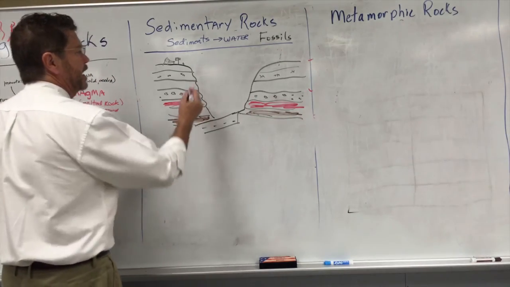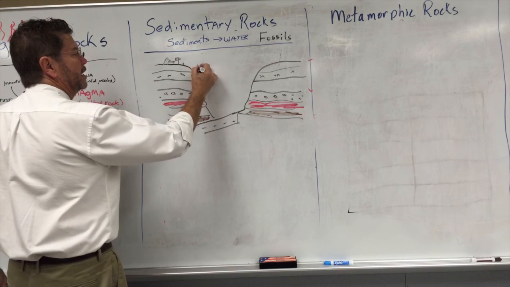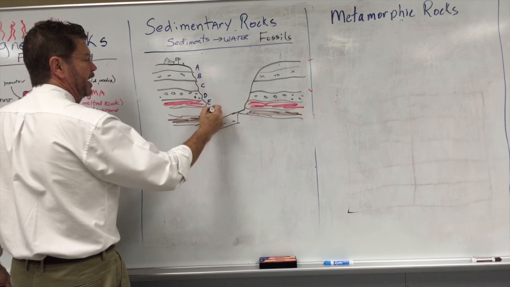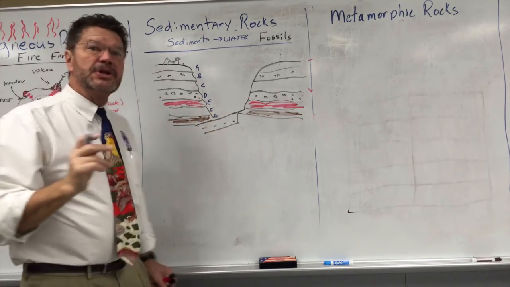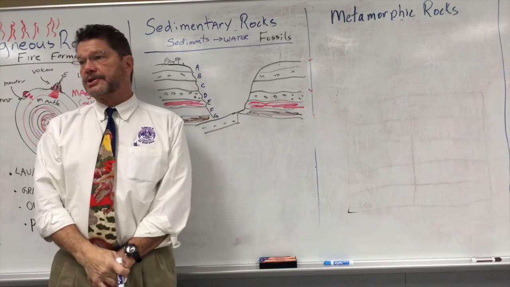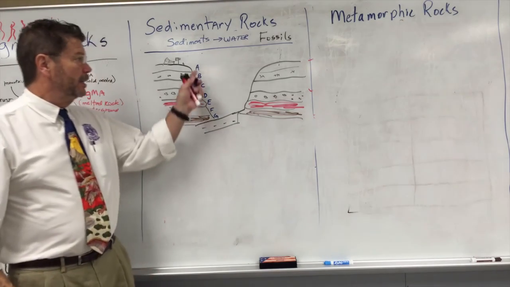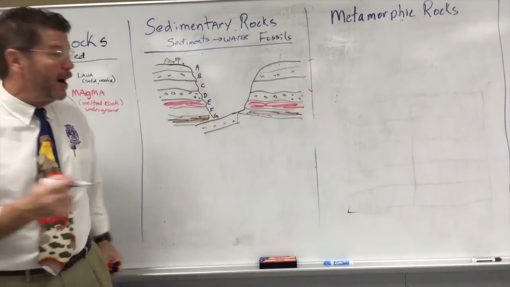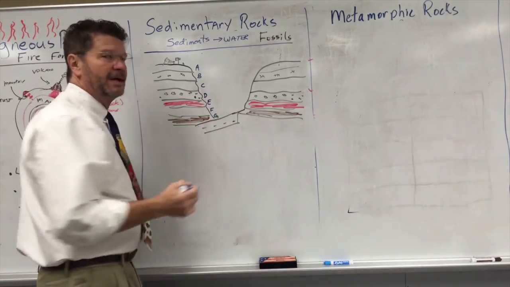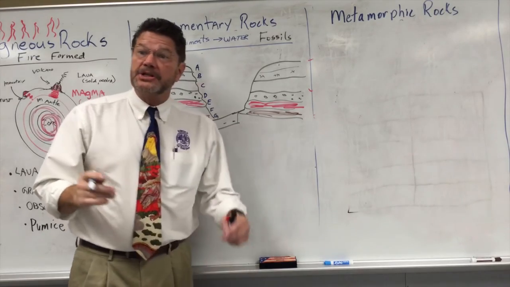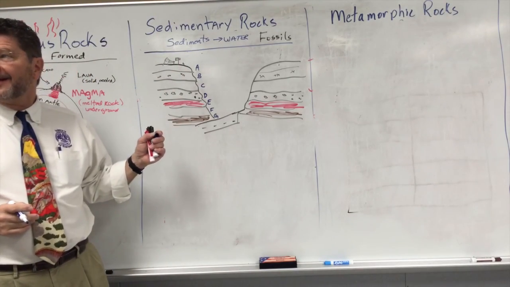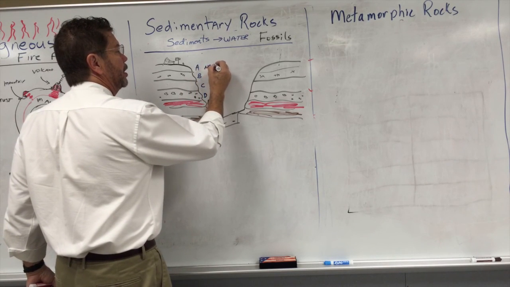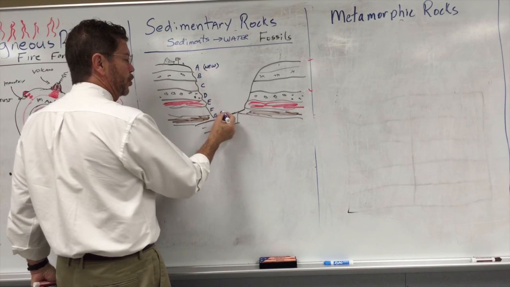If we call these layers A, B, C, D, E, F, G, which layer do you think is the oldest? G? Why? You're right. Why is G the oldest? Because it's at the bottom. Which is the newest layer? A. So I'm going to say that A is new and G is the old.